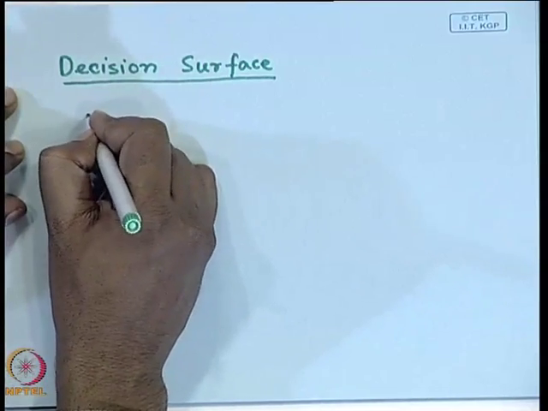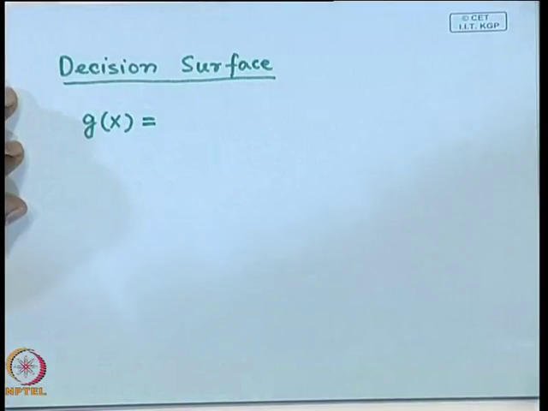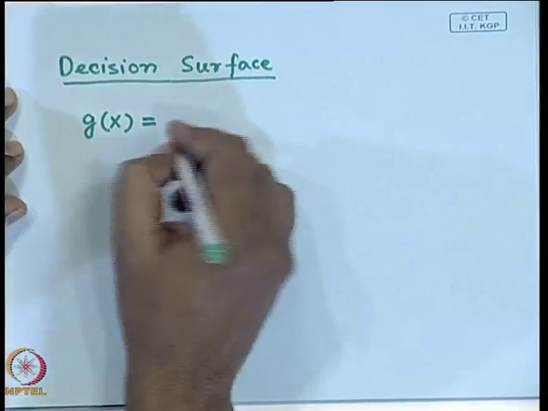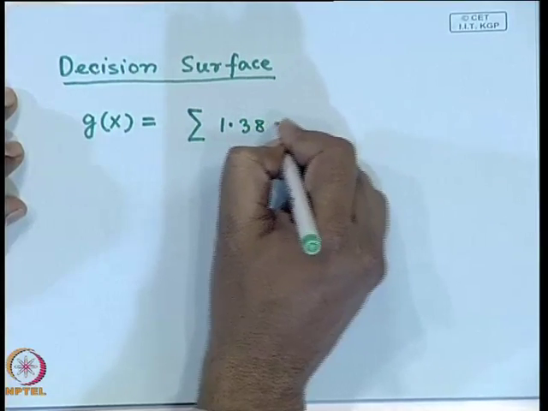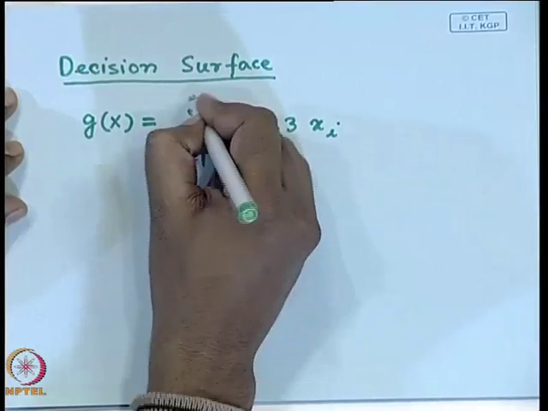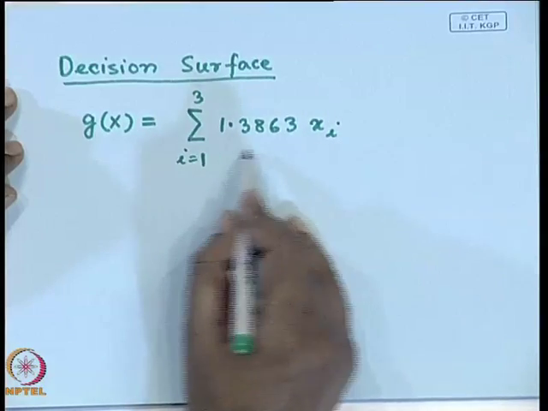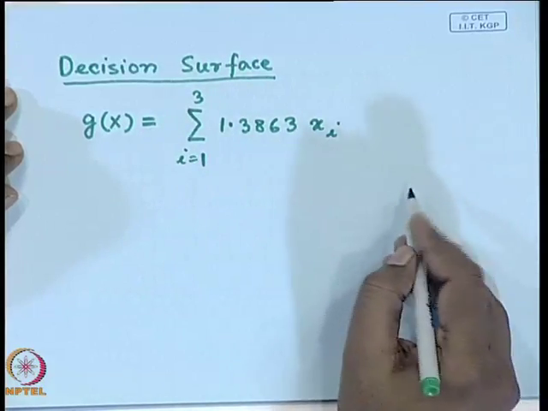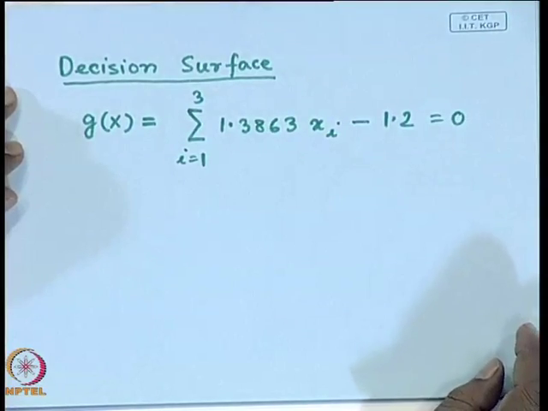So, assuming this, our decision surface g(x) will be given by the sum of 1.3863 x_i, where this i varies from 1 to 3, because I have 3 components. So this is nothing but 1.3863 x1 plus 1.3863 x2 plus 1.3863 x3 minus 1.2, and this is equal to 0.